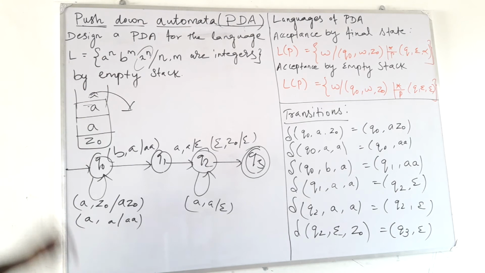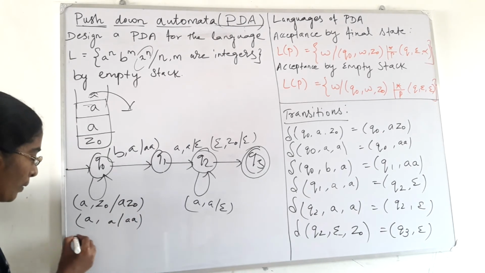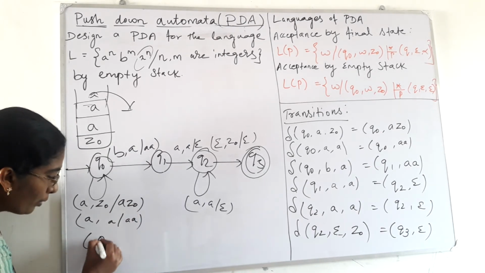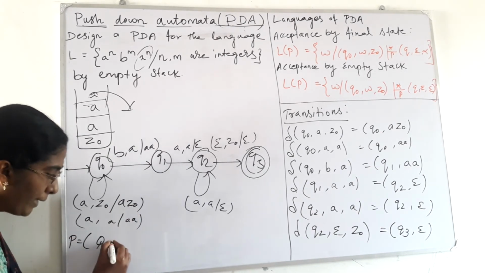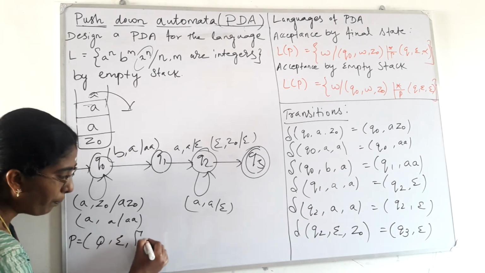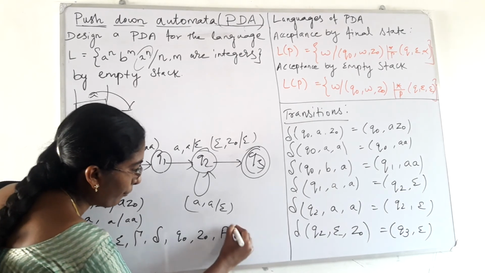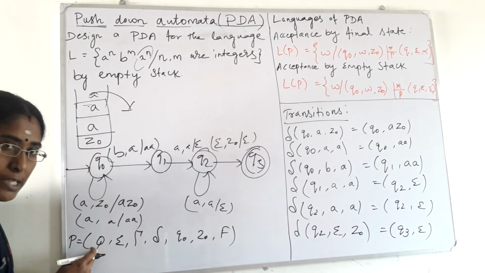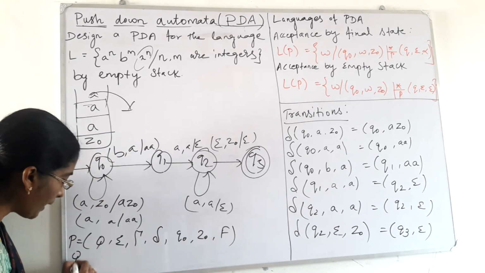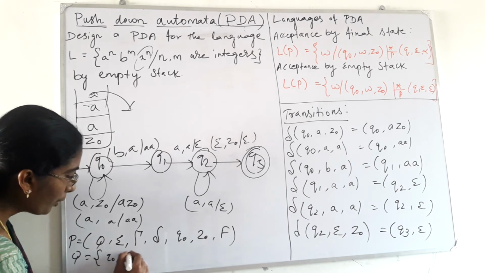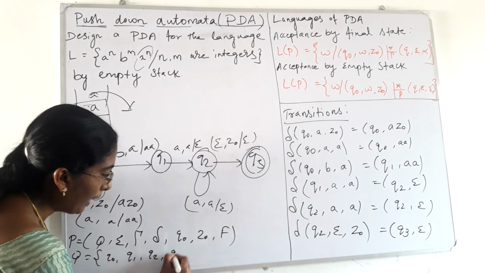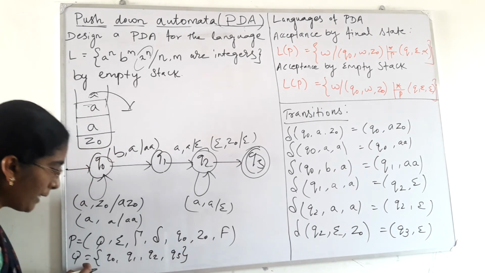Then how will we define this pushdown automata? What are the 7 tuples of the pushdown automata? The pushdown automata P can be defined as Q, sigma, gamma, delta, Q0, Z0 and F. Here what is the set of states? The set of states Q is equal to Q0, Q1, Q2 and Q3.